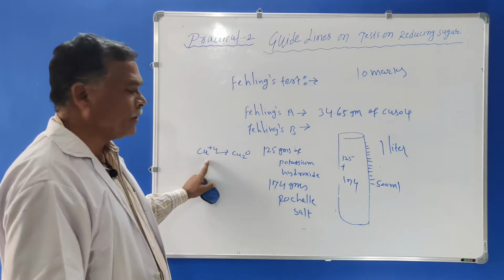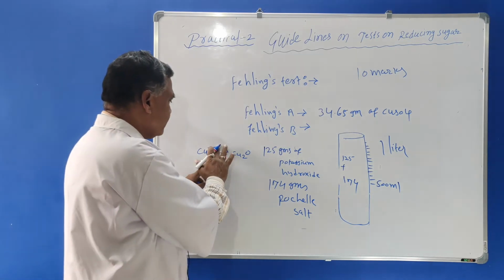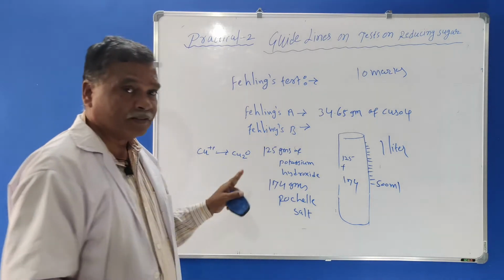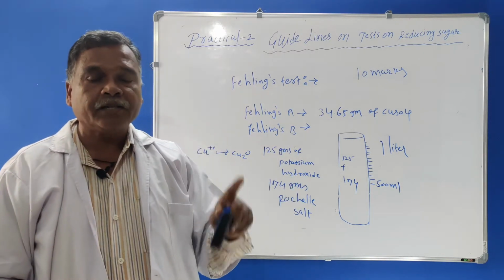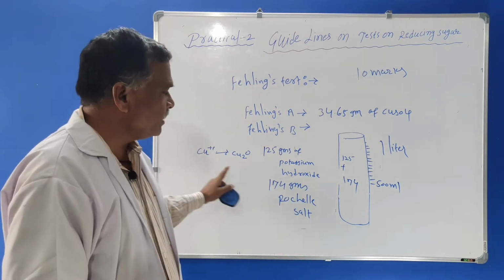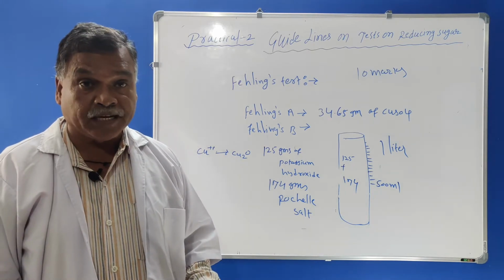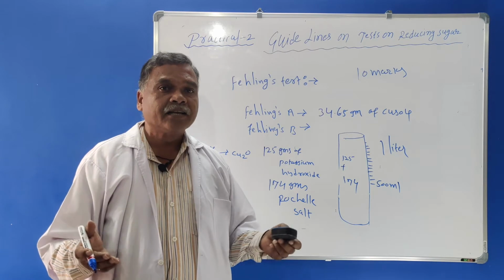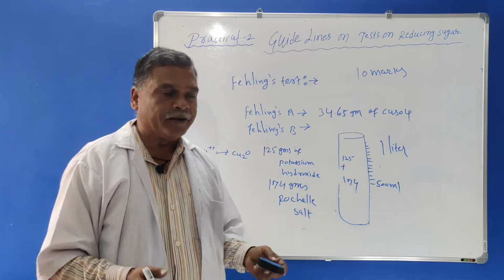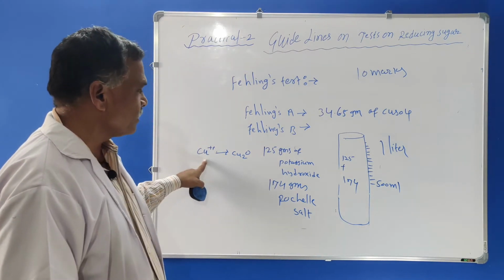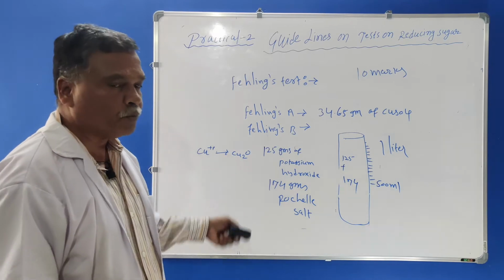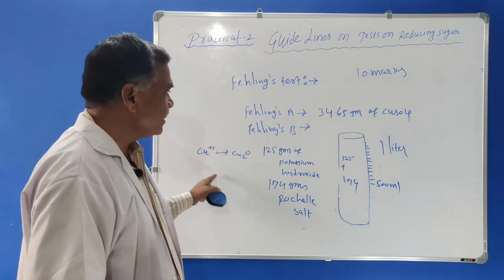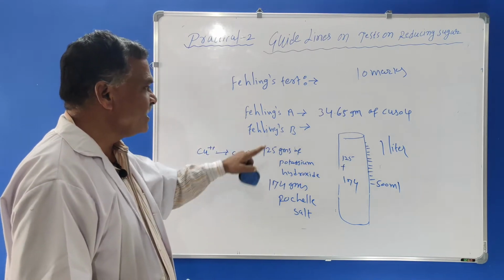So these cupric ions, which are present in the copper sulfate solution, can be converted to cuprous oxide in alkaline medium. The copper sulfate solution is an alkaline medium. So in this alkaline medium, cupric ions are converted to cuprous oxide. This is the principle of the particular test called Fehling's test.